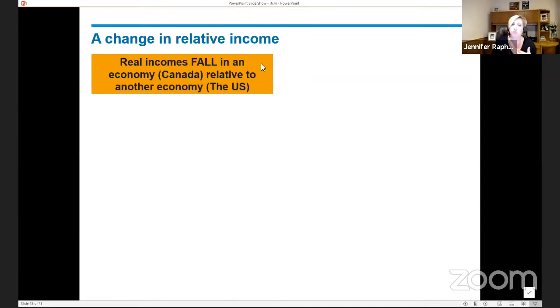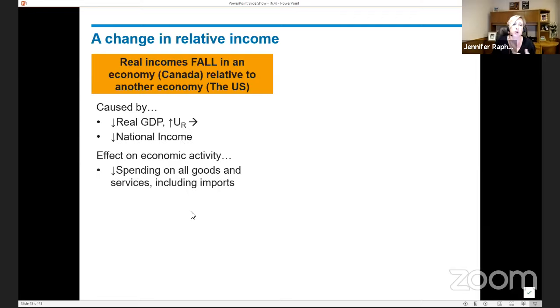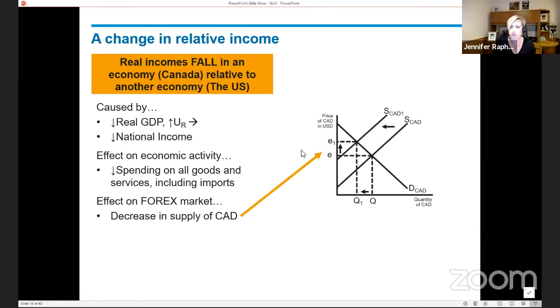We have real incomes fall in an economy relative to another economy. And this again, we want to recognize that it's a decrease in real GDP or an increase in the unemployment rate, which causes national income to fall. So again, when national income falls, people buy fewer of all goods and services, including imports. So if we're buying fewer imports, we're going to supply less CAD in the foreign exchange market. The decrease in the supply of the CAD is going to cause it to appreciate.